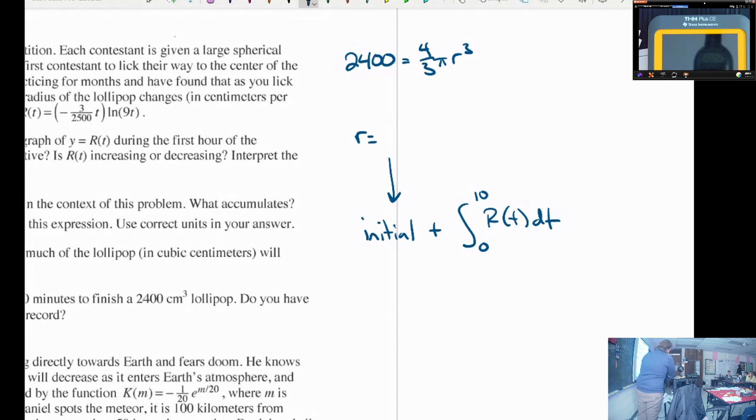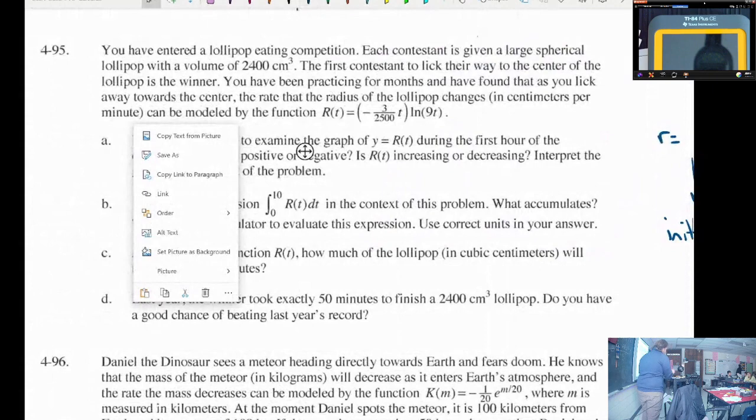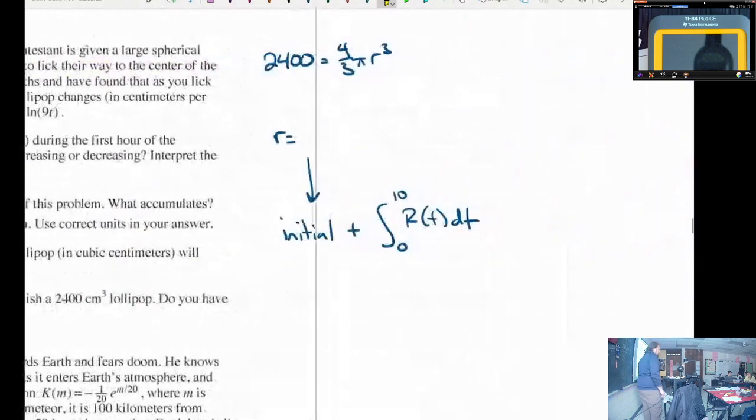So yeah, the volume of the lollipop was 2400 cubic centimeters. And the volume formula for that would be 4/3 pi radius cubed. So you're going to need to work backwards and solve what the actual original radius was. It's actually just solving an algebra problem. I would multiply by 3/4, then divide by pi, and then take the cube root. It's like 8.2 or something. Just to give you help.